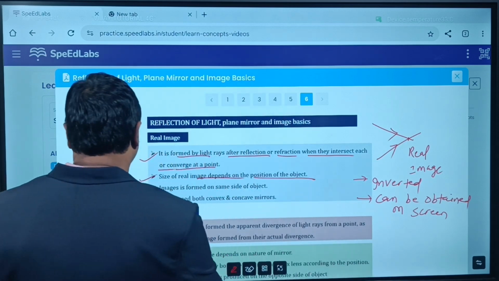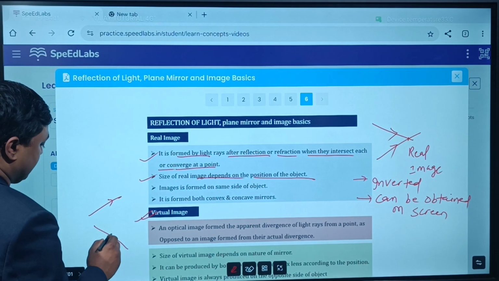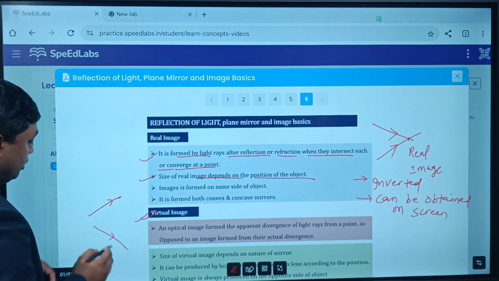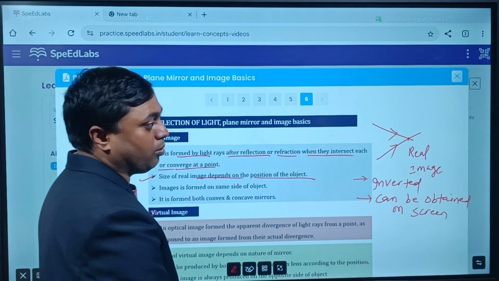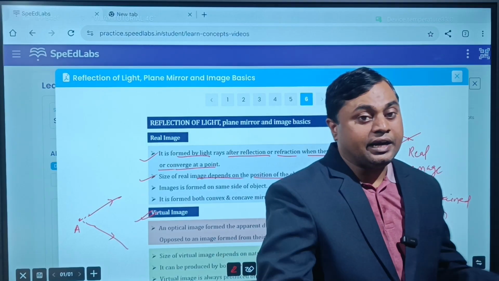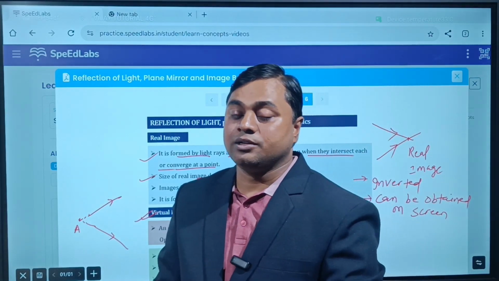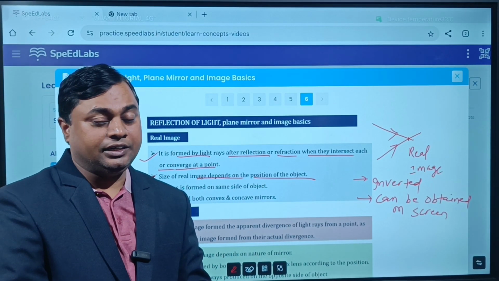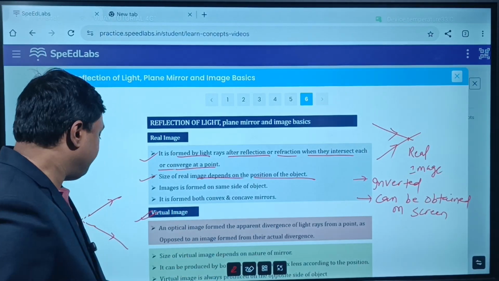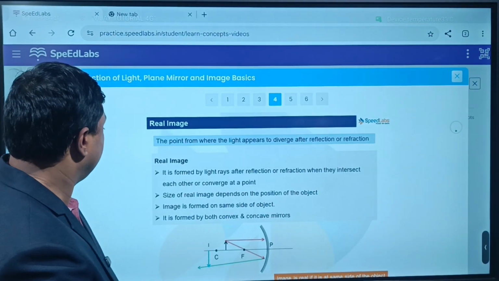Okay, now when we talk about the virtual image, suppose this is one light ray and this is another light ray. Will they meet? No. But once you produce them backward, they will appear to meet at this point. Yes or no? So what is formed? A virtual image is formed. It is an image formed when the light rays appear to meet at a point. Virtual images are always erect and cannot be obtained on a screen. Yes or no? So these are the main points you can remember.